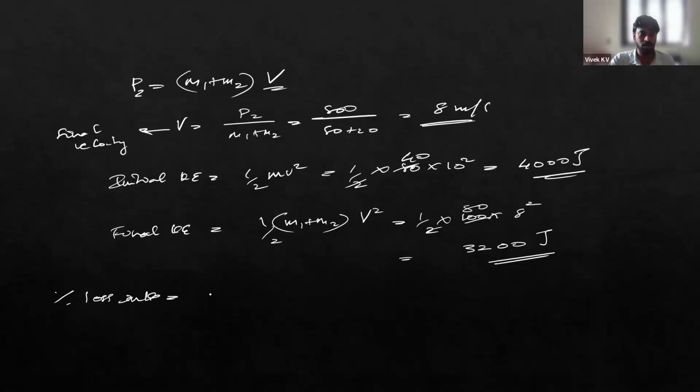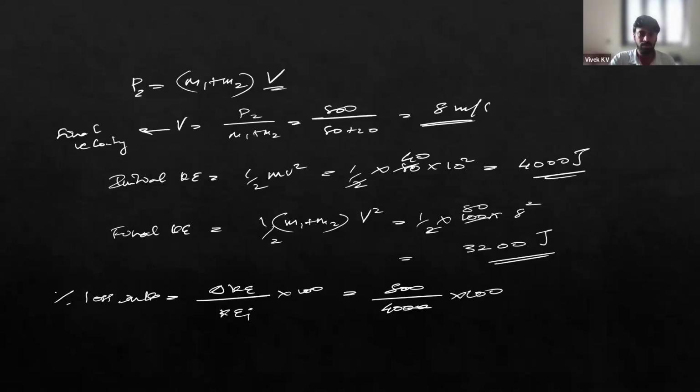Okay, so now we are going to find out the percentage loss in the kinetic energy. So how do we calculate that? It is nothing but difference in kinetic energy, delta kinetic energy by initial kinetic energy into 100. So the difference is 800 joules. 800 joule by 4000 into 100.